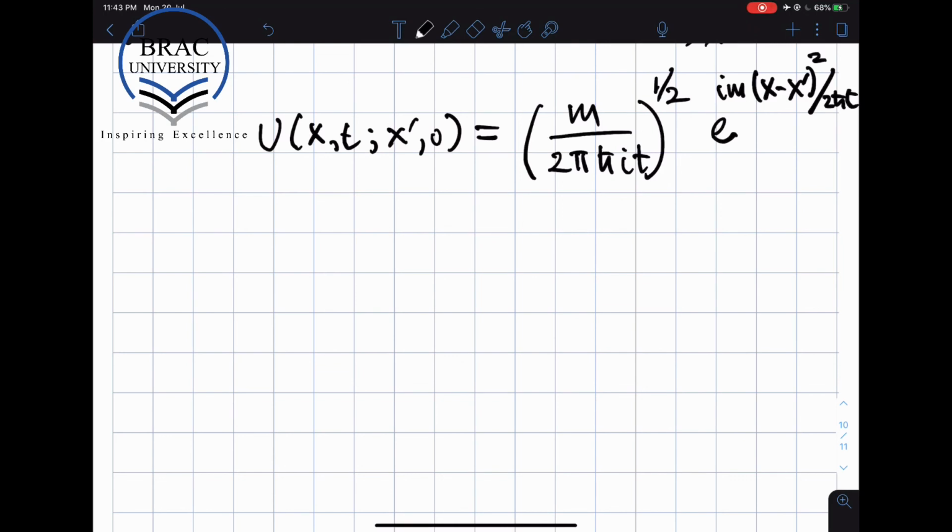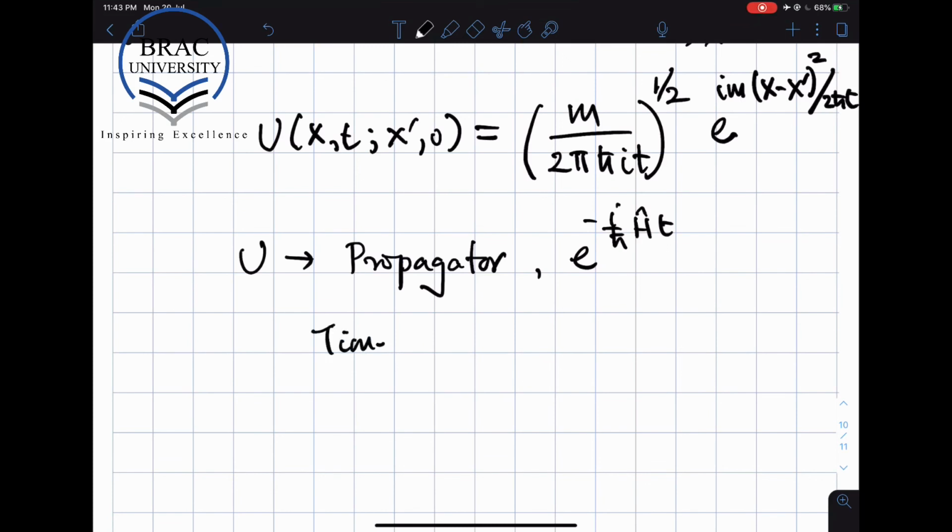So again, let me just remind you, U is called the propagator. It is also called, especially the form where e to the power minus i H t over h bar, this form, it's called the time evolution operator. And mathematicians call it the Green's function.